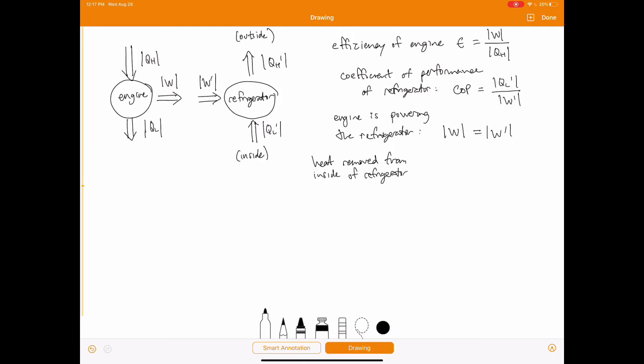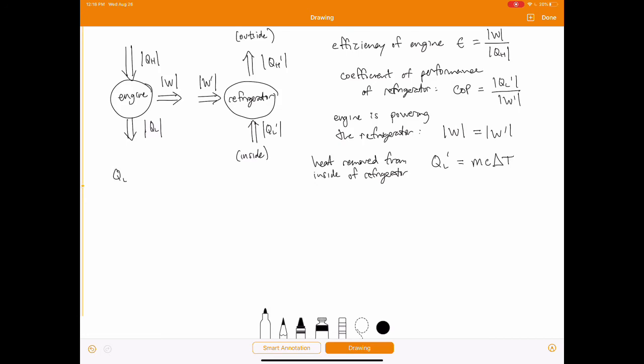Because again, this is the heat that cools the water off. Okay, so here, QL prime, that's the heat removed from the inside of the refrigerator. If that's cooling the water off, then it will equal mc delta T. In other words, the mass of the water times the specific heat times the temperature change. Okay, and we can actually calculate that.